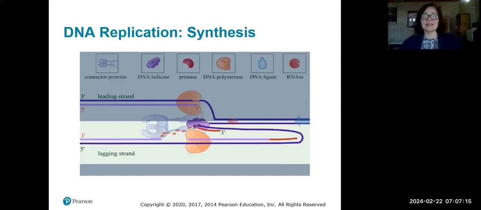So, repeating the analogy of the zipper, the little RNA strips are the little metal piece to get things started. In the highway analogy, it's a different on-ramp to get started again.